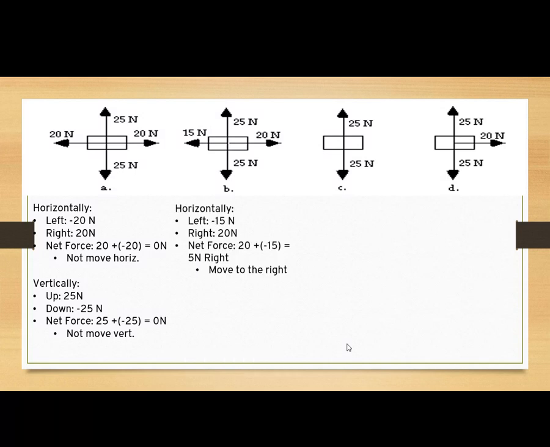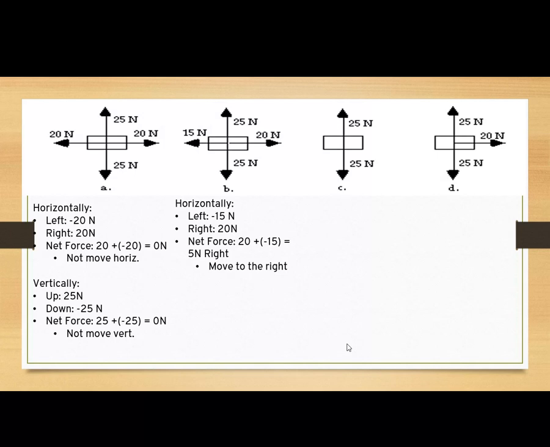Okay. Now let's look at B. In B, we have negative 15 to the left, and then we have 20 to the right. Now, as we can see, we have different numbers. So therefore, we are not balanced. To calculate the net force, we're going to add 20 plus a negative 15, which gives me 5 newtons. And as you see, I have 5 newtons to the right. How do I know it's going to the right? Well, which one is the bigger force?